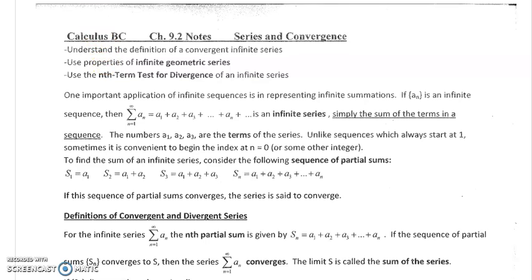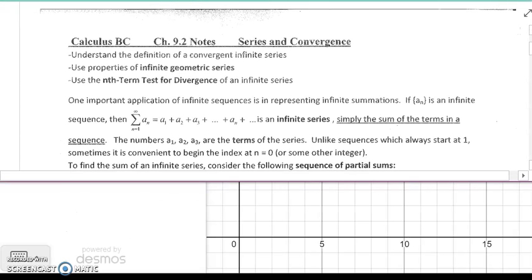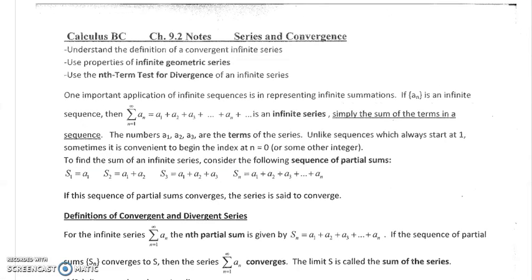And the big question for series is the exact same question as the big question for sequences. Namely, does it converge or does it diverge? And if it does converge, can we determine what it converges to? That is the number one question that we need to be able to answer in this chapter. Does the series converge or not?